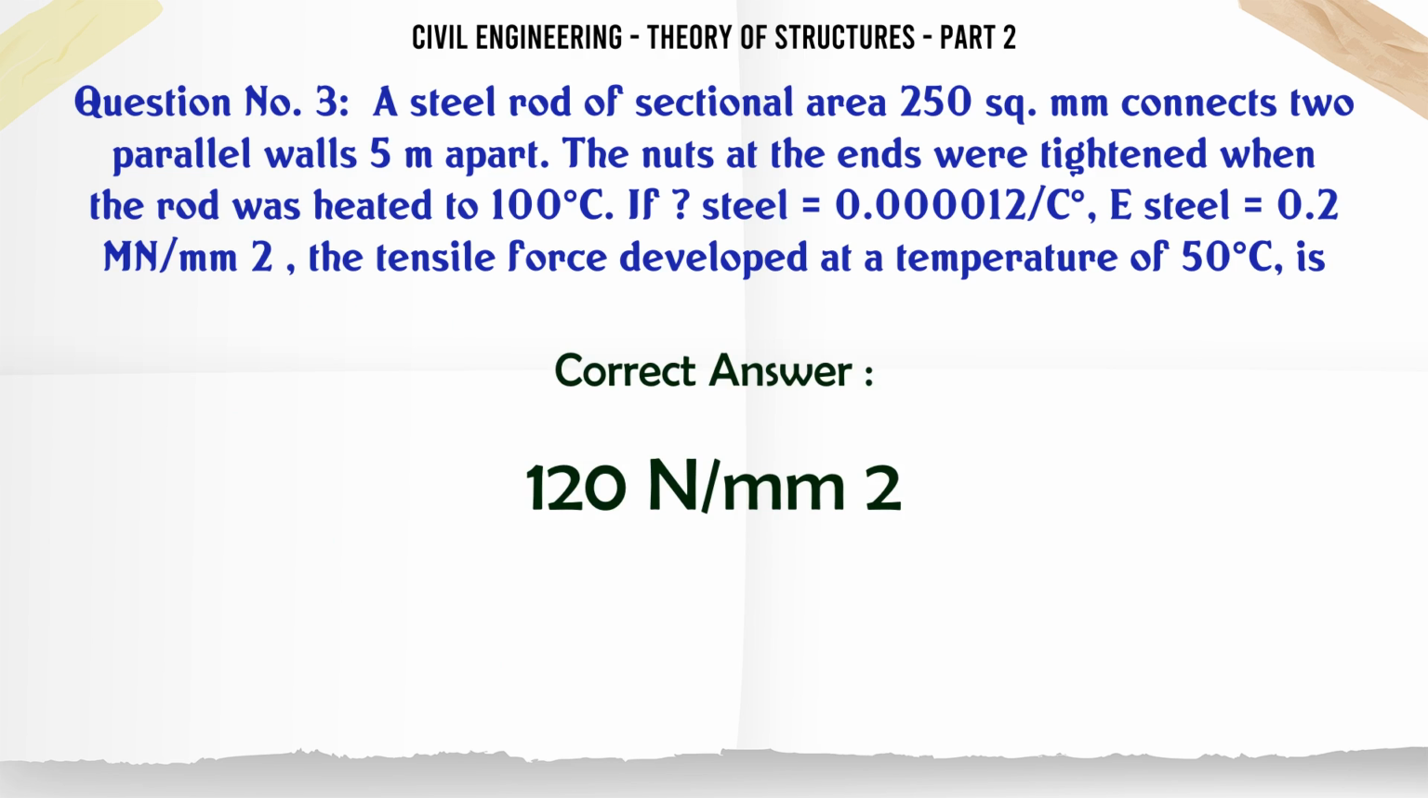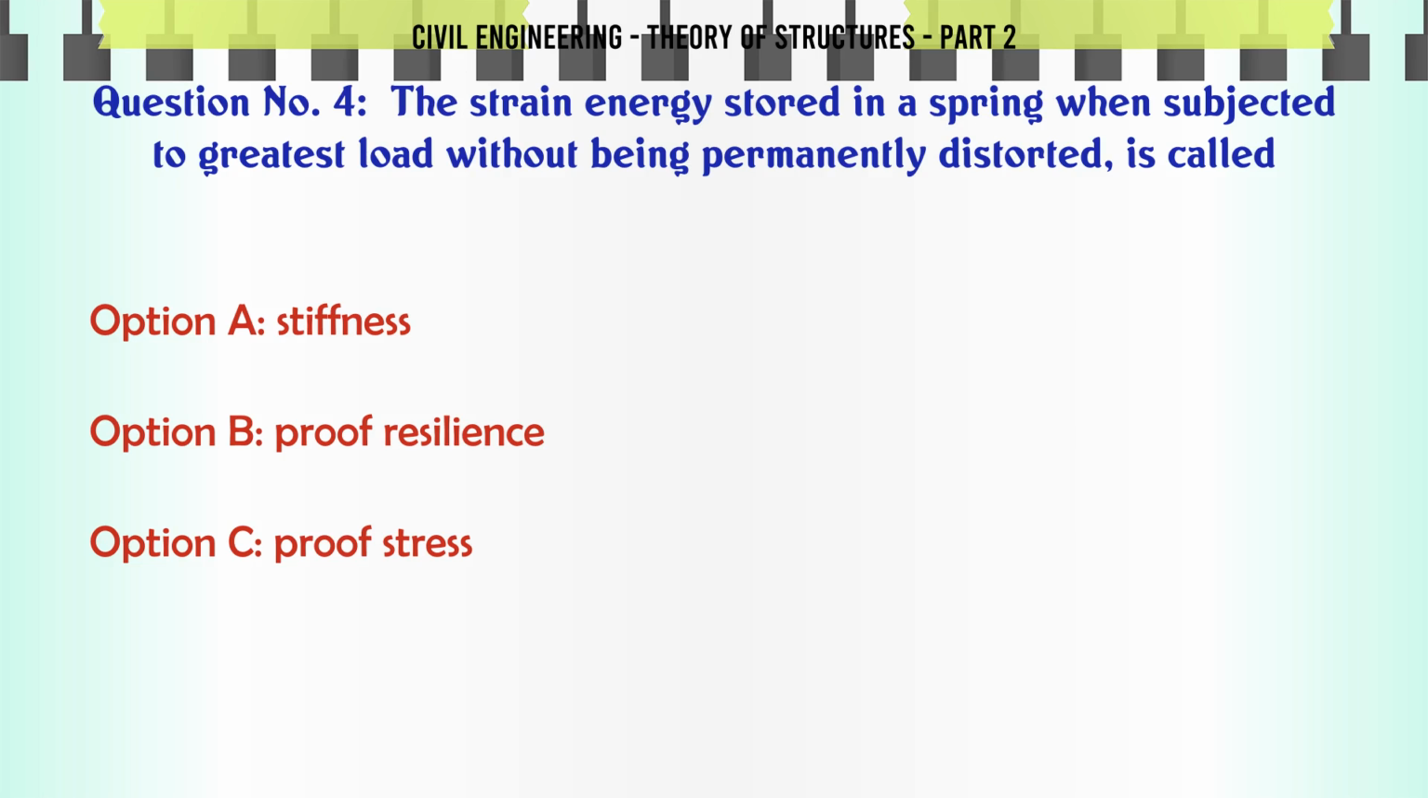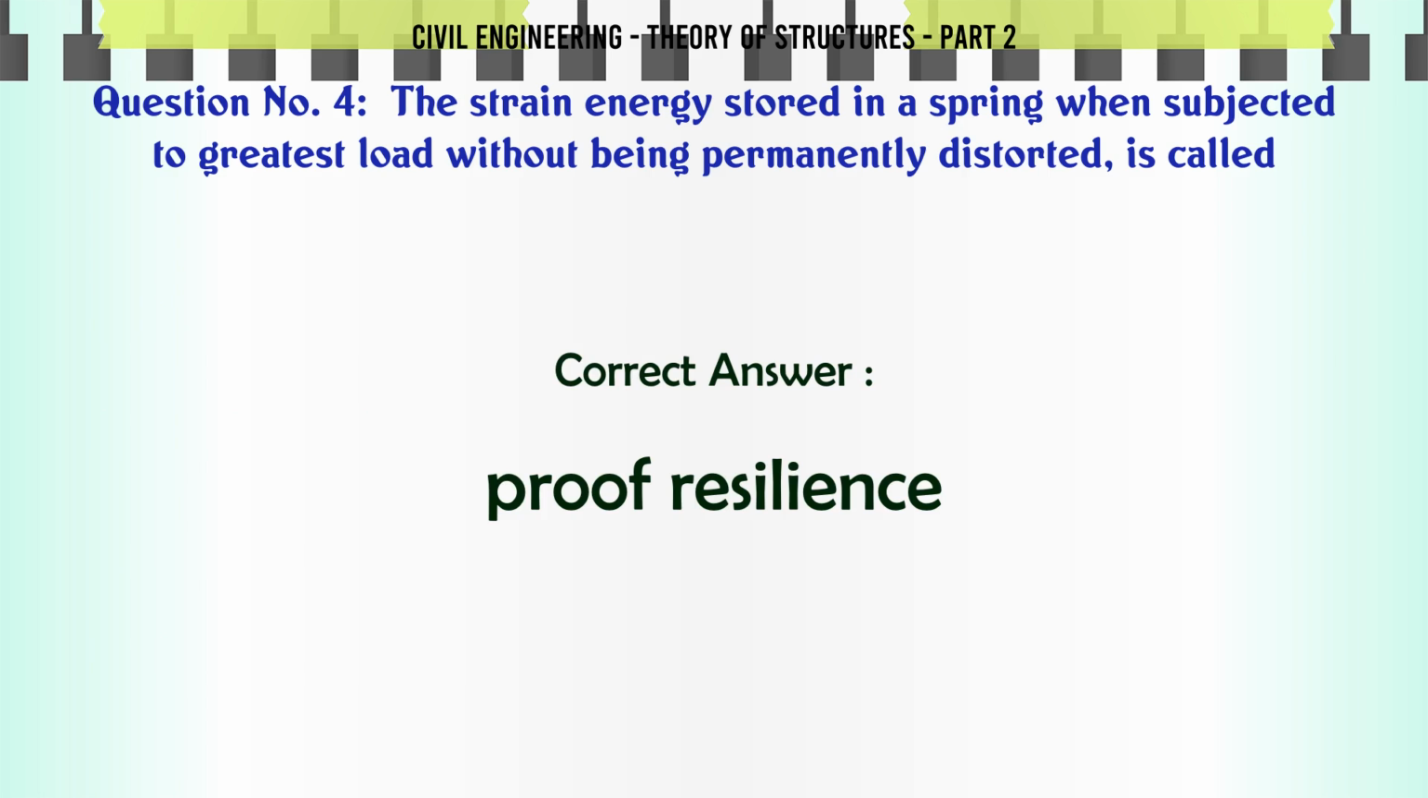120 N/mm². The strain energy stored in a spring when subjected to greatest load without being permanently distorted is called A, stiffness, B, proof resilience, C, proof stress, D, proof load. The correct answer is proof resilience.